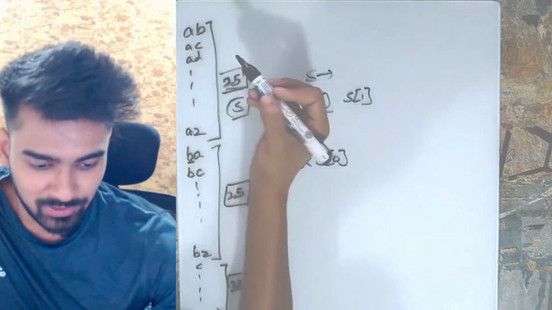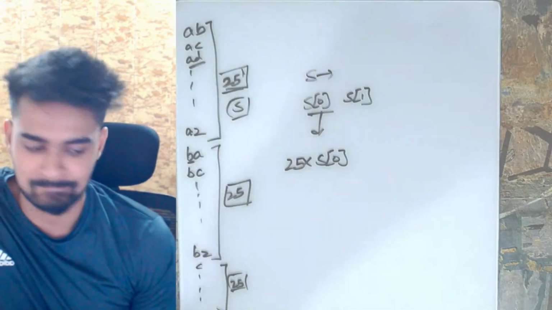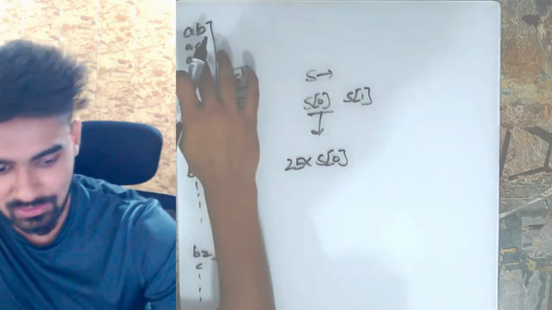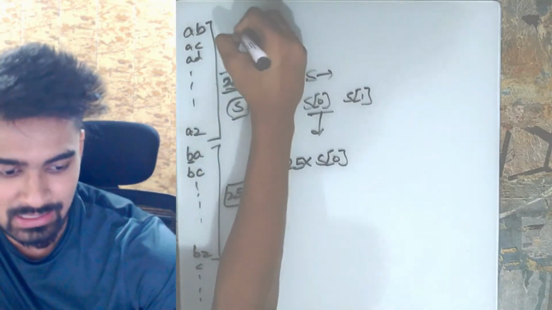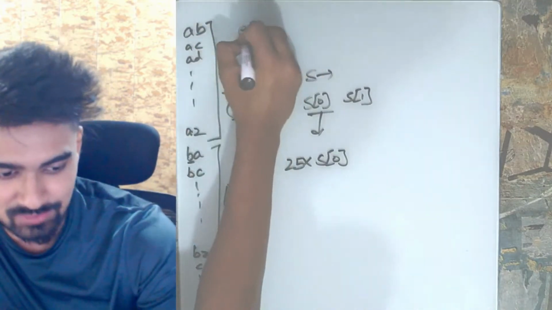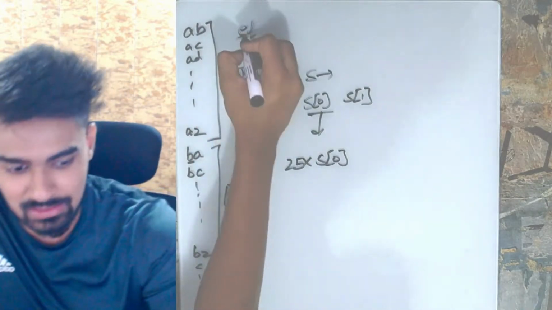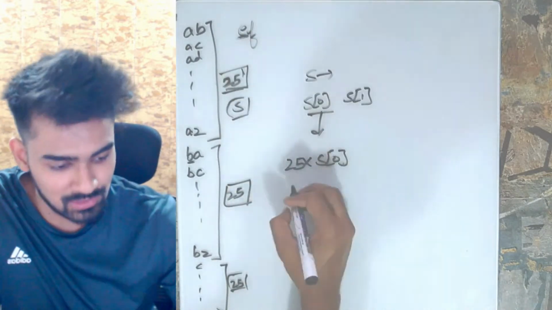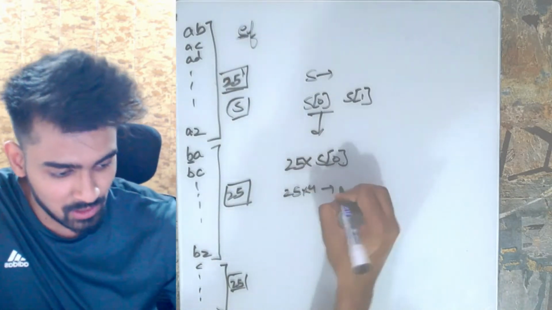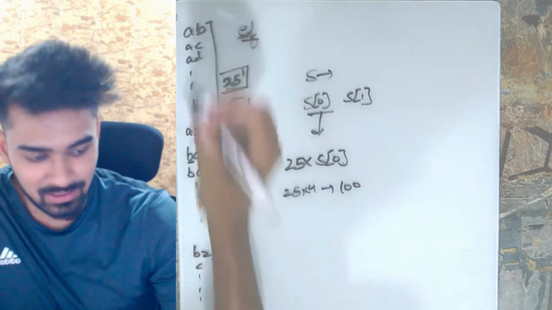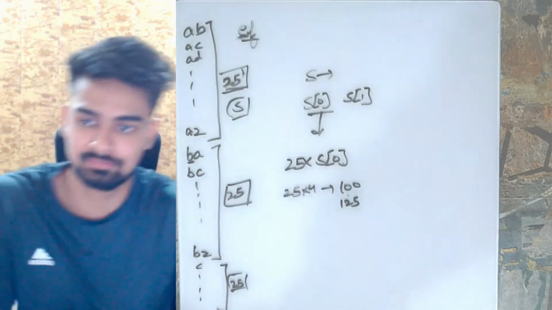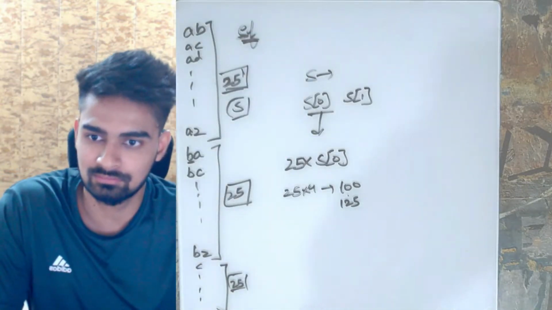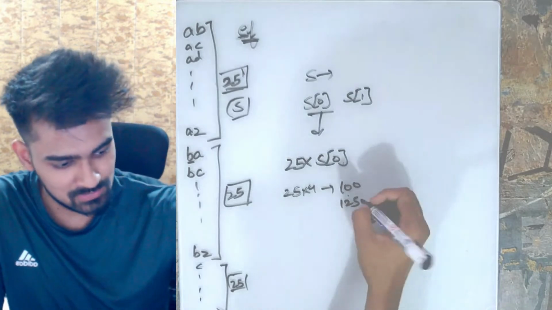Now let's say we were trying to find AD. Or, let's take a better example. Let's say EF. We know E is the fifth character. So S of 0 will be 4. That means 25 into 4, that means 100. That means EF will lie somewhere between 100 and 125. Now F is the sixth character. Therefore, just add plus 6.